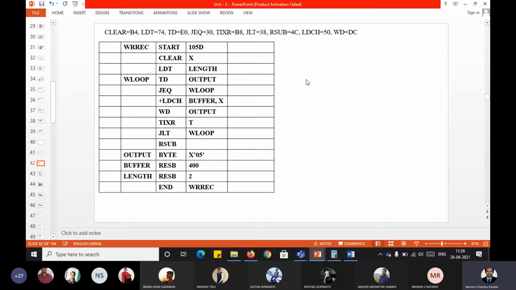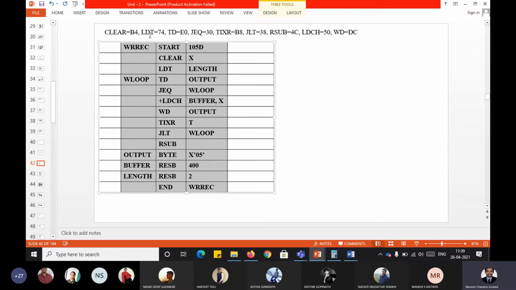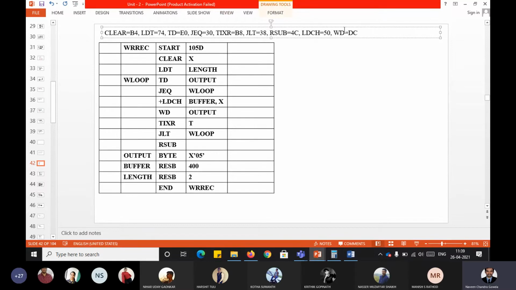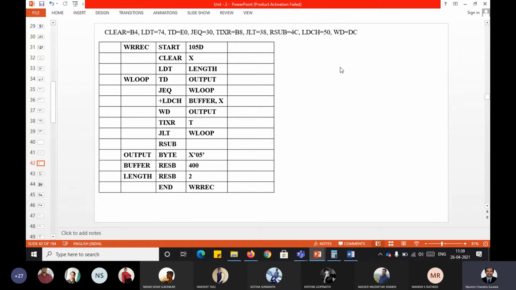So here is the example they had given you. This is the source program given with the respective opcodes also given right here. For every mnemonic instruction they had given the opcodes. So now let us start the process. First, as usual, the pass one, which is the address allocation.